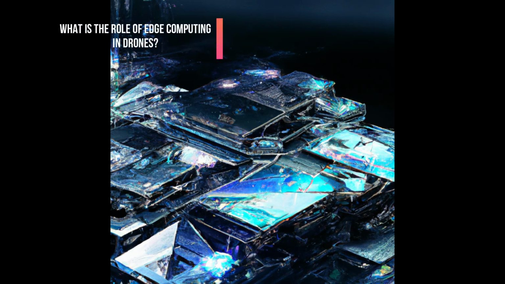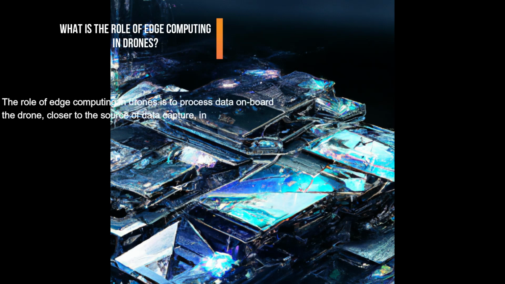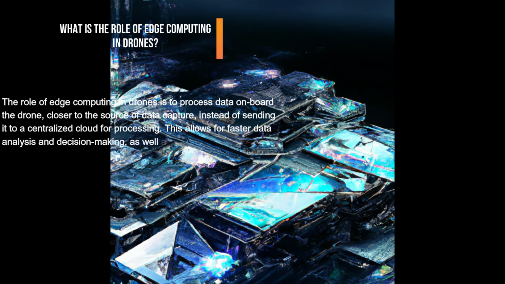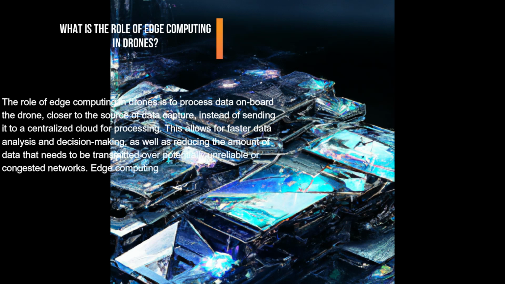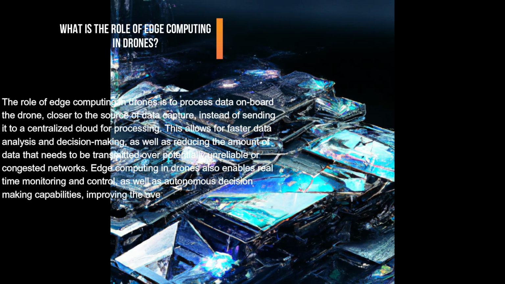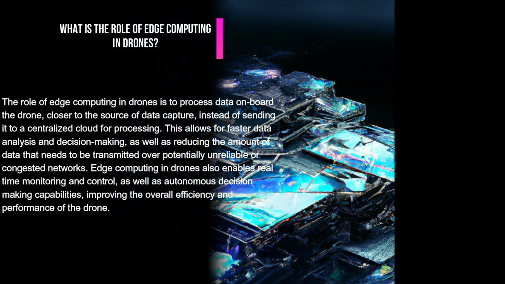What is the role of edge computing in drones? The role of edge computing in drones is to process data on board the drone, closer to the source of data capture, instead of sending it to a centralized cloud for processing. This allows for faster data analysis and decision-making, as well as reducing the amount of data that needs to be transmitted over potentially unreliable or congested networks. Edge computing in drones also enables real-time monitoring and control, as well as autonomous decision-making capabilities, improving the overall efficiency and performance of the drone.